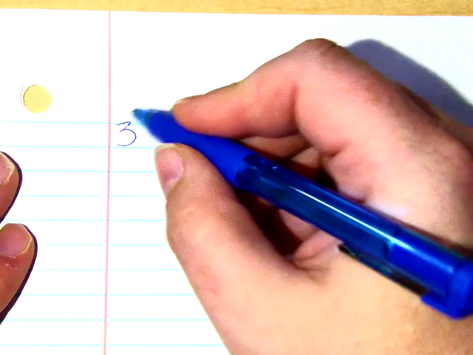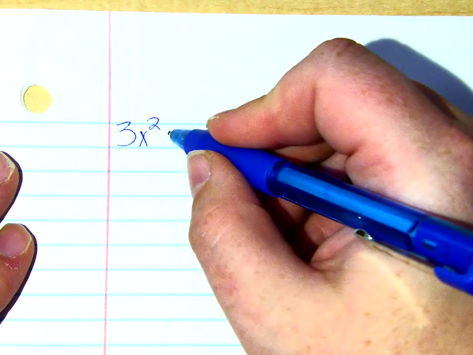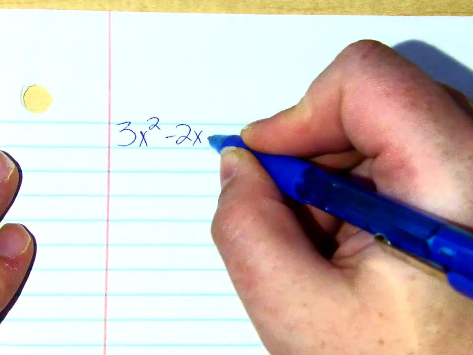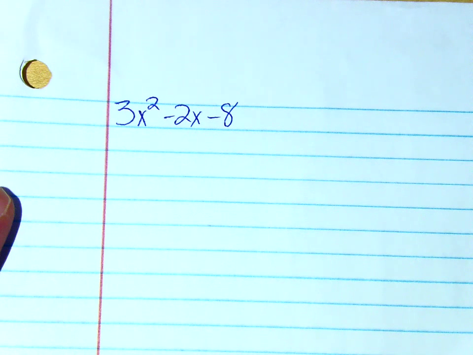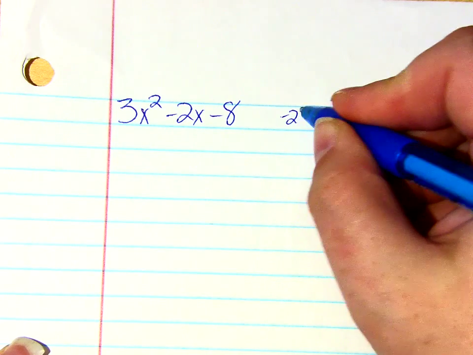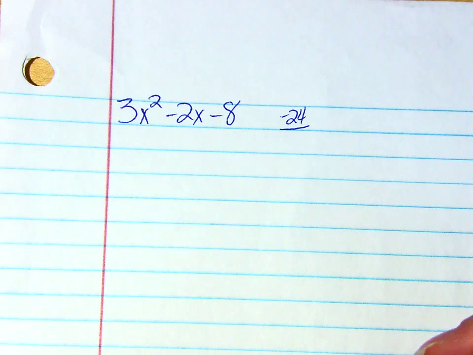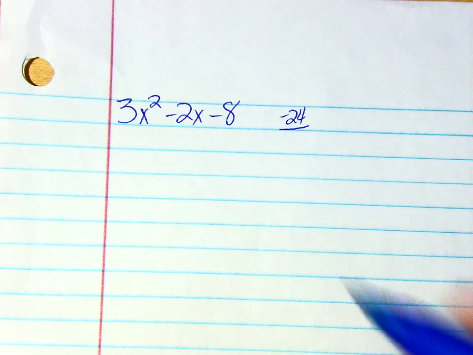We're going to try this one. 3x squared minus 2x minus 8. So, step 1. Is there anything to factor out of this? No, not this time. Step 2, you're going to multiply a and c together. What does that get me? Negative 24. I want factors of negative 24 that do what? Add to be negative 2.